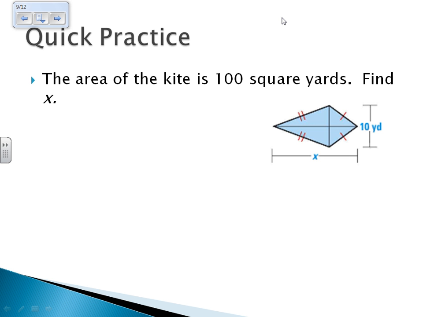The area of the kite is 100 square yards. It's a big kite. Alright?